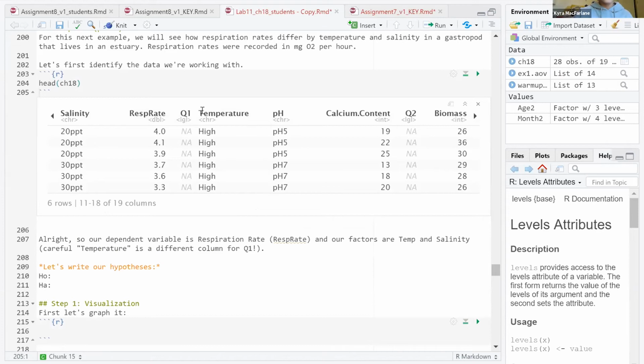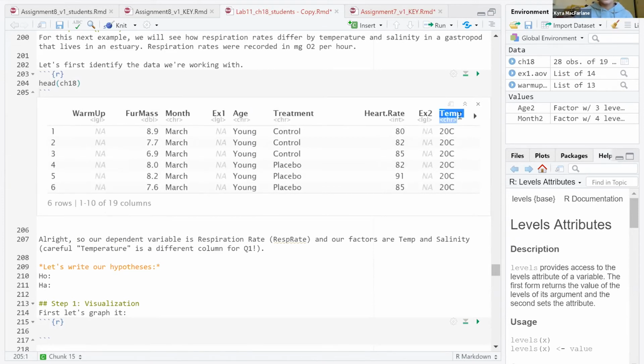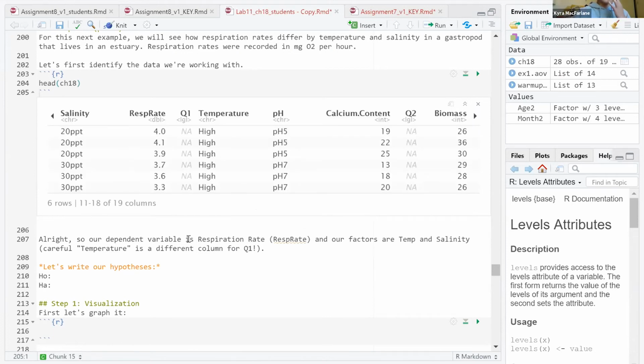Careful. I know that question 1 uses temperature. So when we do this one, the column name is actually temp, just so that they're different from each other.